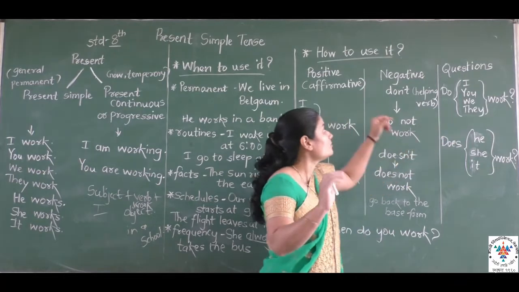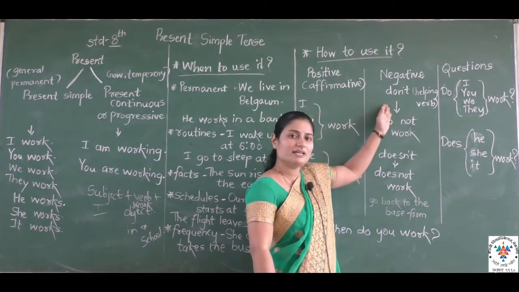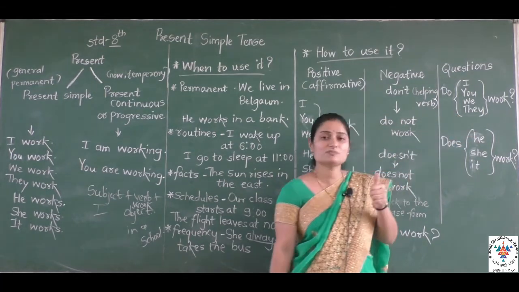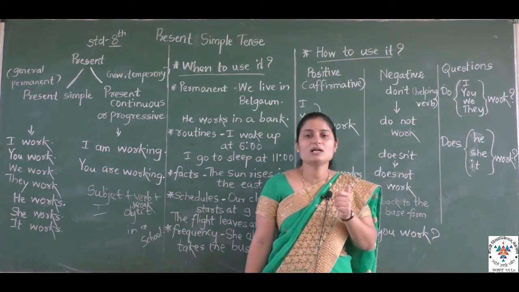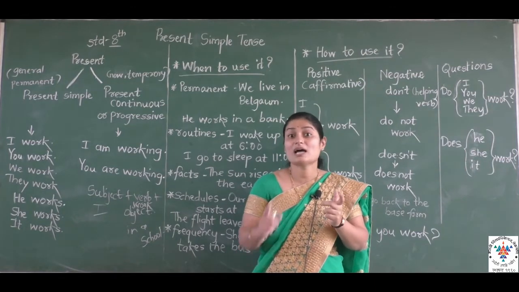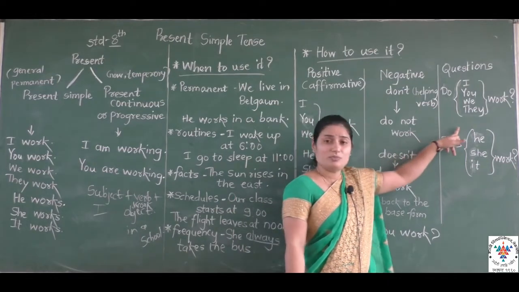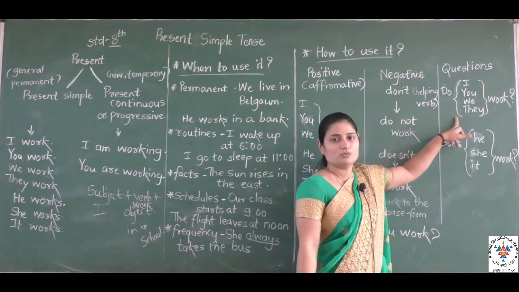As usual, when we are using don't in the negative form, in questions you should use do, for the first person singular and plural, second person singular and plural, and third person plural. With they, the third person plural, we should use do. Okay.